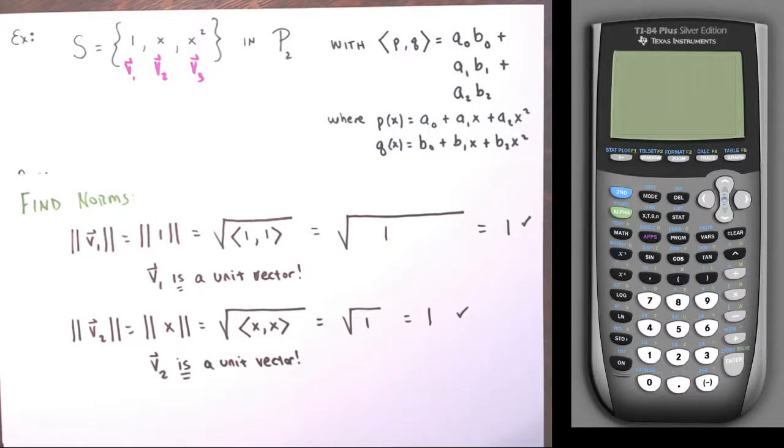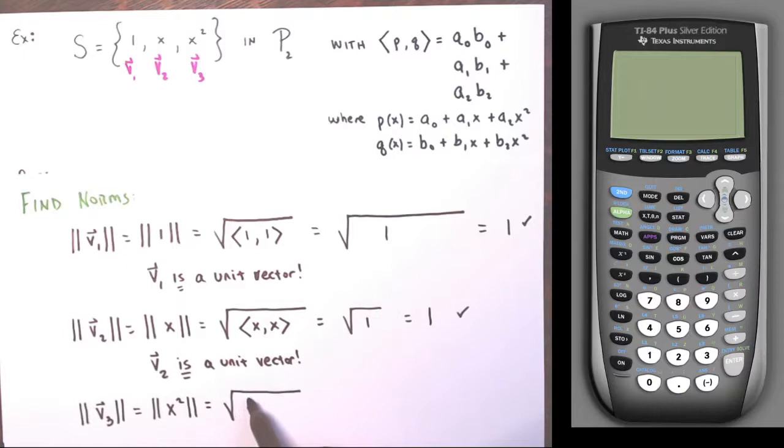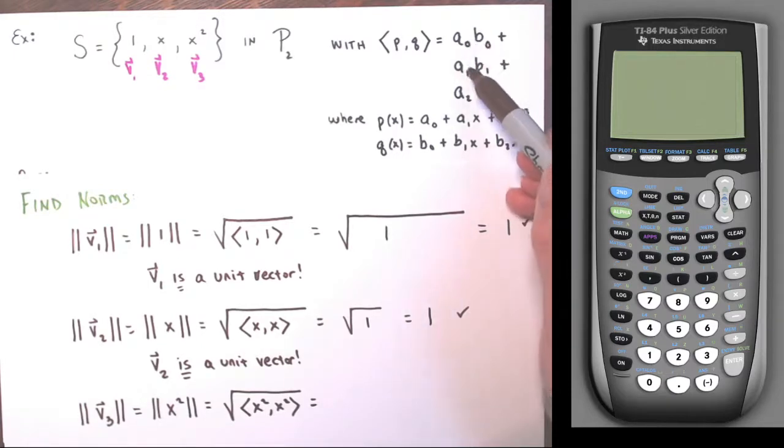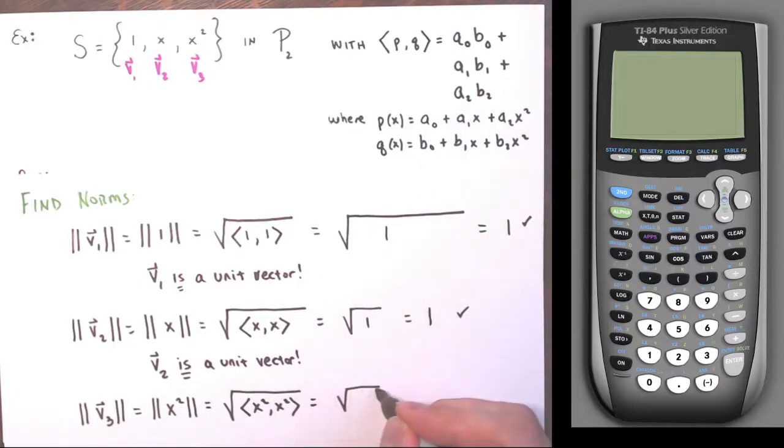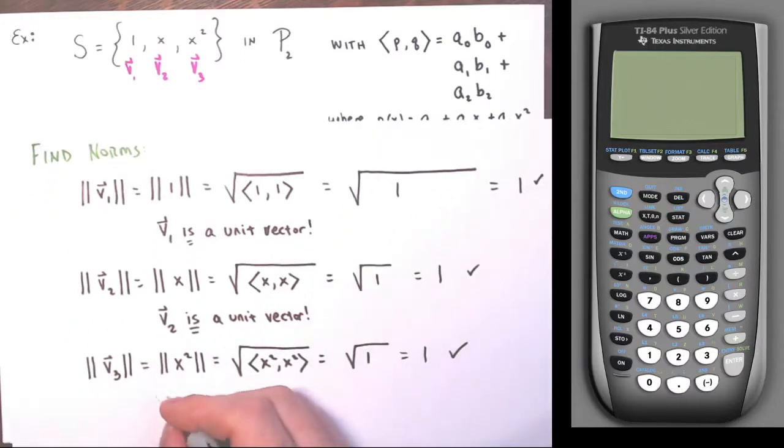But the third one could fail. You're probably seeing that it doesn't. It actually is a unit vector. So let's find the norm of v3, the norm of x squared under this inner product. So the square root of the inner product of x squared with itself. Following this definition of the inner product, it'd be 0 times 0 plus 0 times 0 plus 1 times 1, they're both 1x squared. So that's the square root of 1 times 1 again, the square root of 1, or just 1. All three pretty simple. So v3 is also a unit vector.